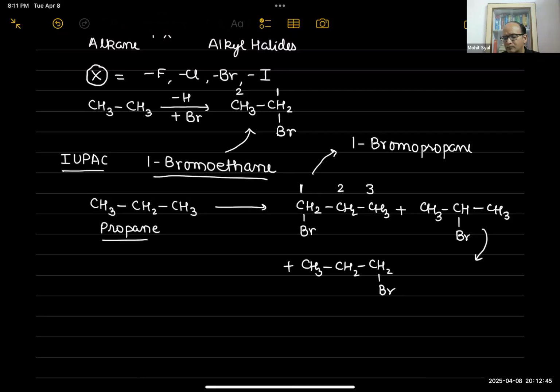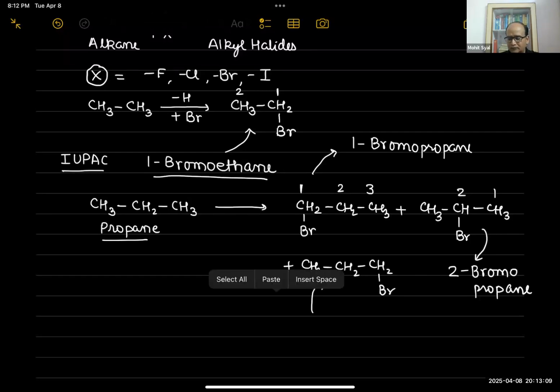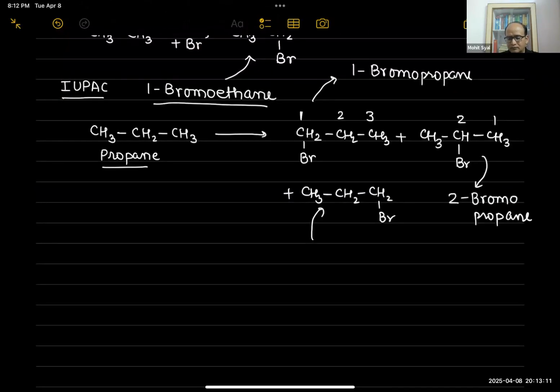And Jasleen, tell me what is the name of this compound? 2 bromopropane. Yeah, 2 bromopropane, because I will do the numbering either from this side or this side. It is one and the same thing. So 2 bromopropane. And Zainab, tell me what is the name of the last one? 3 bromopropane. Okay.